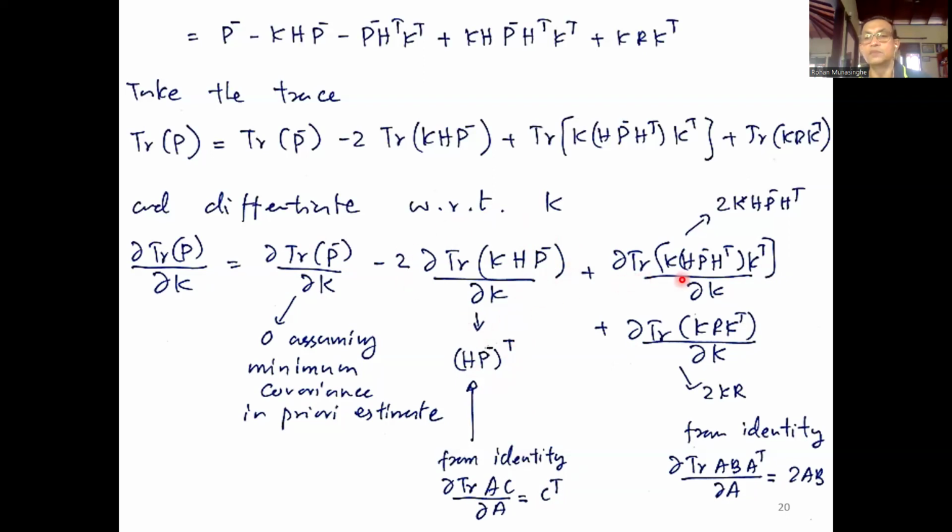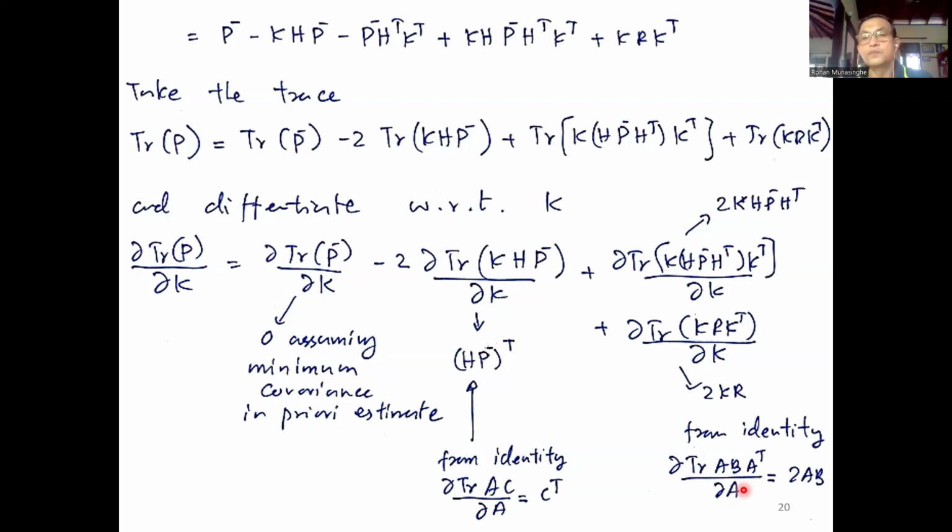What about the third term? There's another identity over here. If you have a trace of this expression, ABA transpose, and you differentiate with respect to A, the answer is 2AB. You can prove this later at home. I'll put some numbers for A and B matrices and differentiate with respect to A and see what you get.